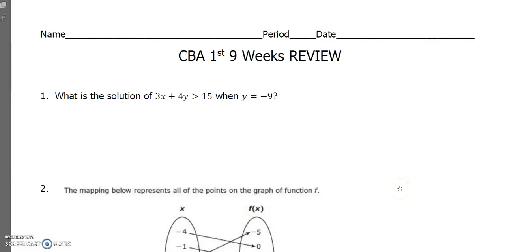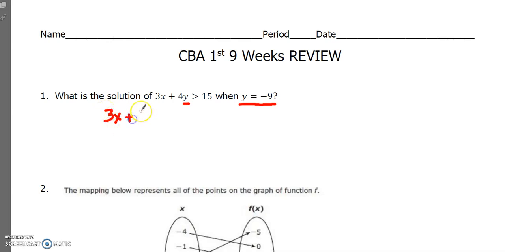Okay, let's go over the CBA review. Number 1 is asking, what is the solution of 3x + 4y > 15 when y is equal to -9? So if they're telling us what the value of y is, just simply replace your y with the number they've given us, and then we can solve.